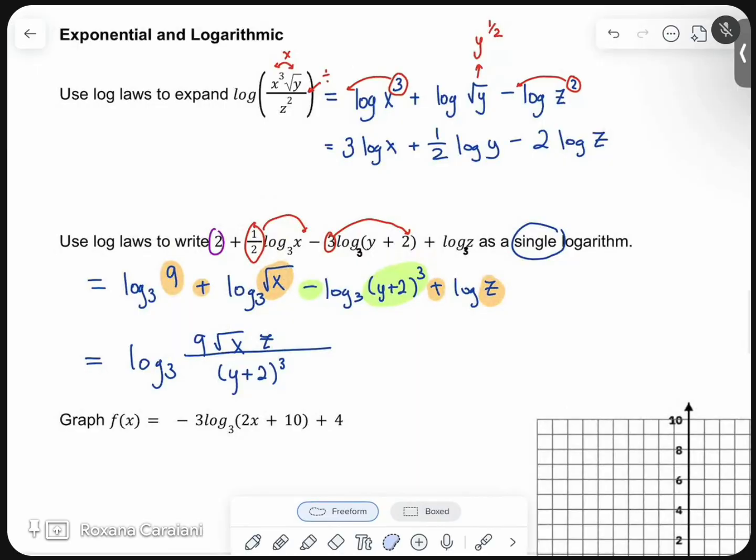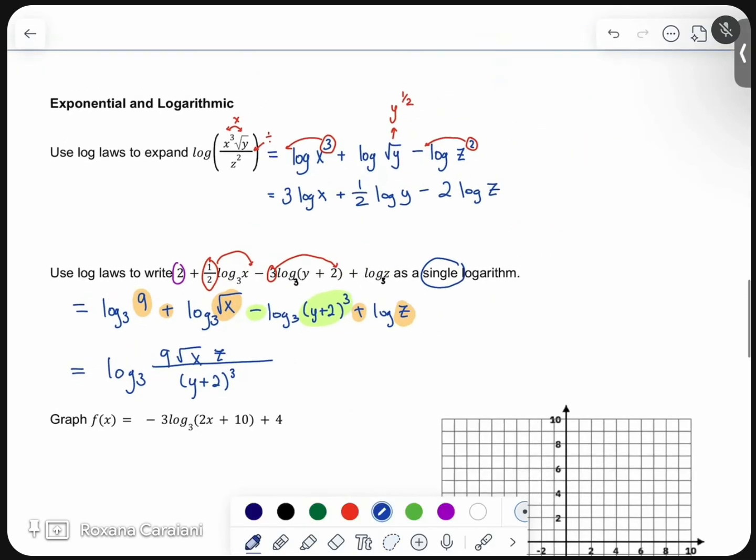Now I realized I don't have any evaluating logs, so I'm just going to add a couple just on the side here. So we'll start with the following. Log base 5 of 1 over 25. This is asking the question 5 to the power of what equals 1 over 25?